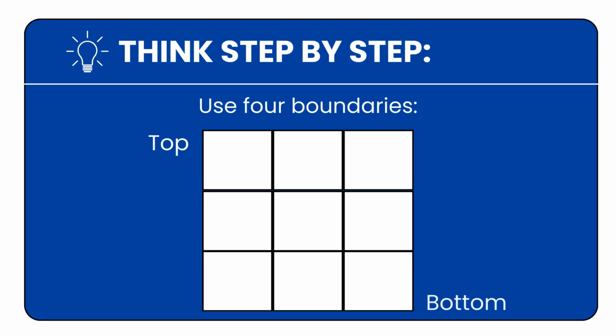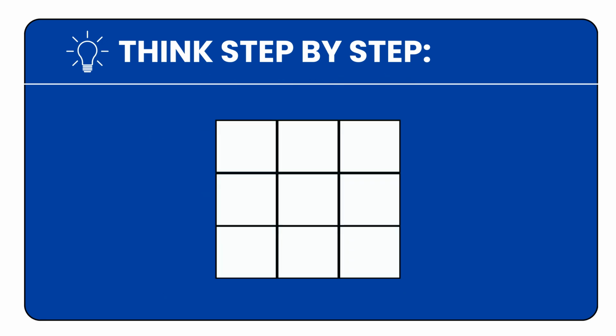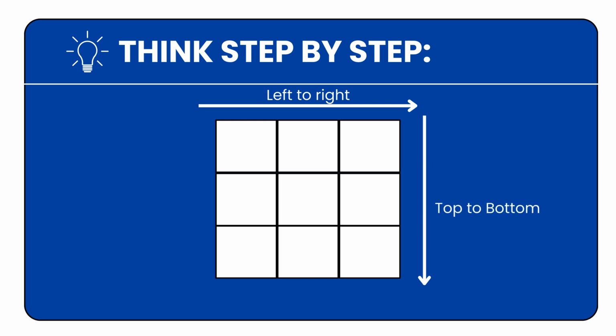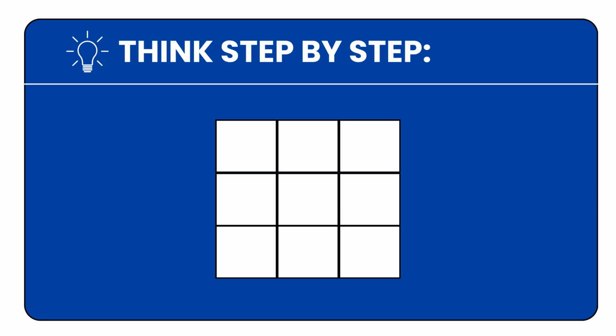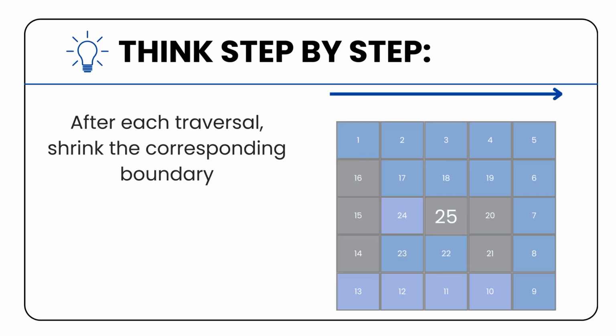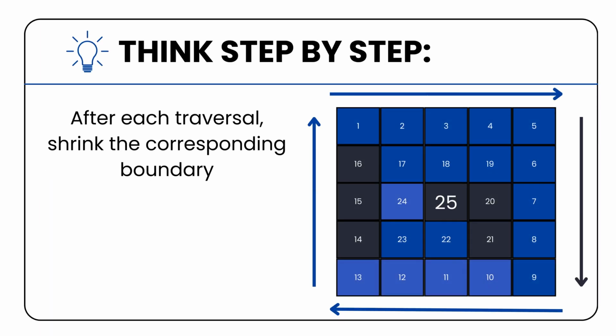Use 4 boundaries: top, bottom, left, right. At each step, traverse left to right along the top row, top to bottom along the right column, right to left along the bottom row if not revisited, and bottom to top along the left column if not revisited. After each traversal, shrink the corresponding boundary. Repeat until boundaries cross.